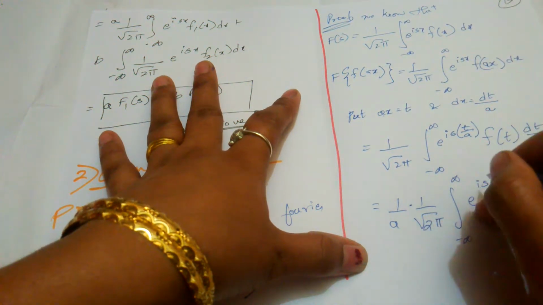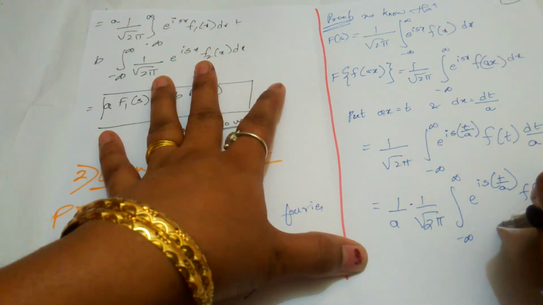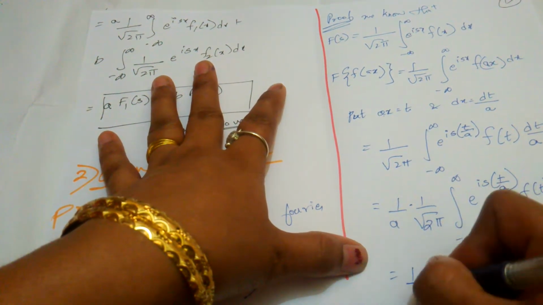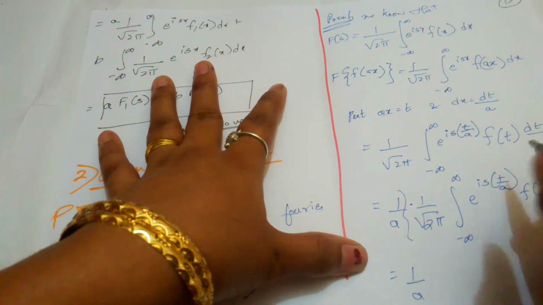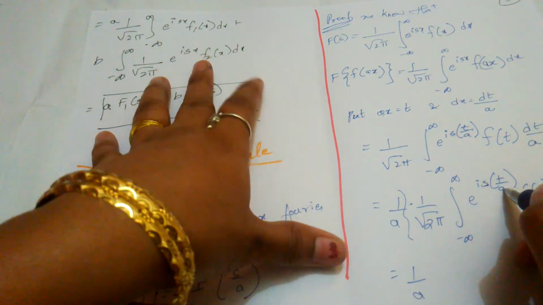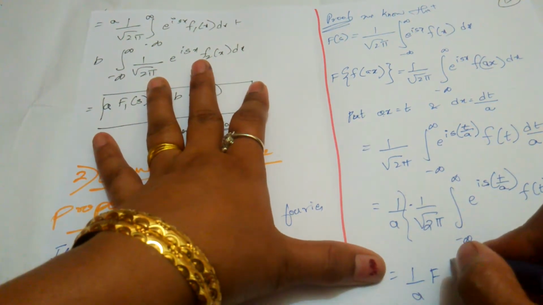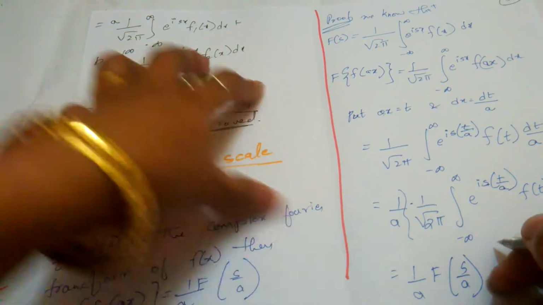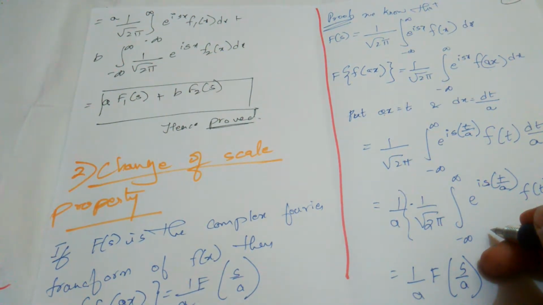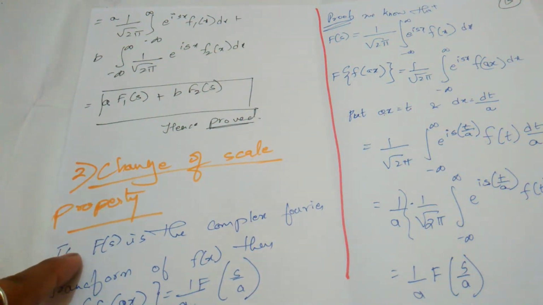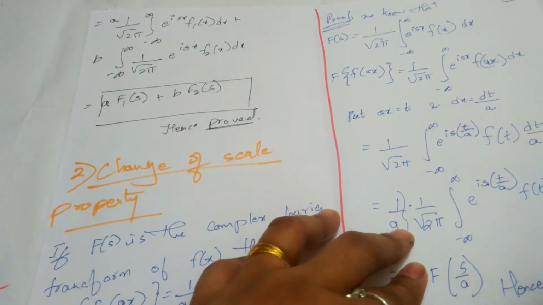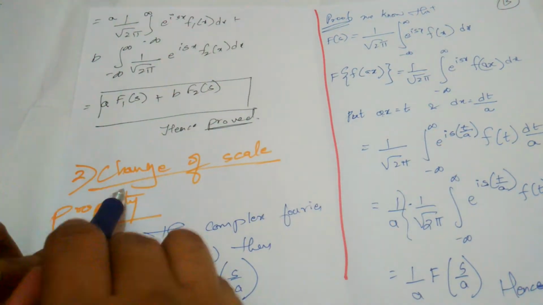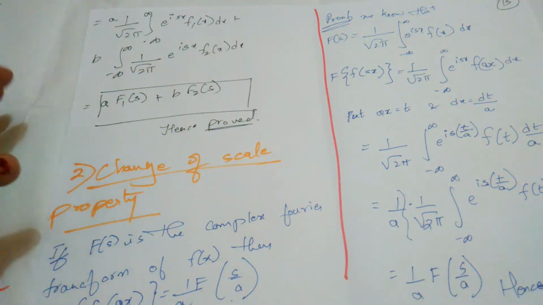So this whole term is what? It is F of s by a. Okay, so which is equal to 1 upon a. This is constant, this will be there, and this will be F of s by a. So as we have to prove 1 upon a F of s by a, hence we have proved this. So which property is this? This is our second property. What is the second property? Change of scale property.